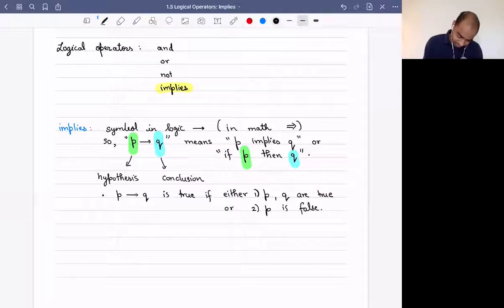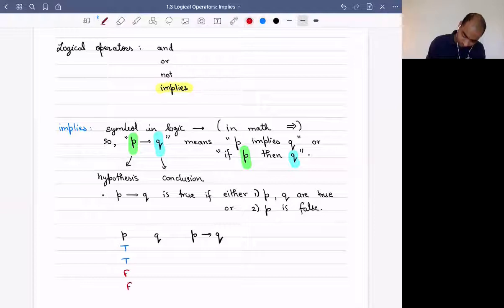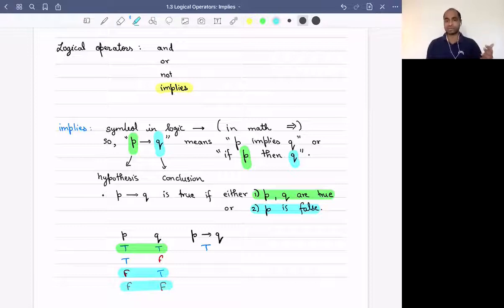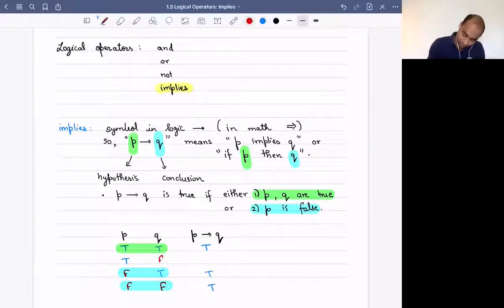And let's see what this means. Let's build a truth table based on this information. So we have P, Q, and P implies Q. So we are building a truth table for P implies Q. For P, we'll have true, true, false, false. For Q, you have true, false, true, false. Now, if both P and Q are true, this is the first condition here. And so we will get true. P is false is the second condition, which happens here and here. So irrespective of what Q is doing, because P is false, this whole thing becomes true.